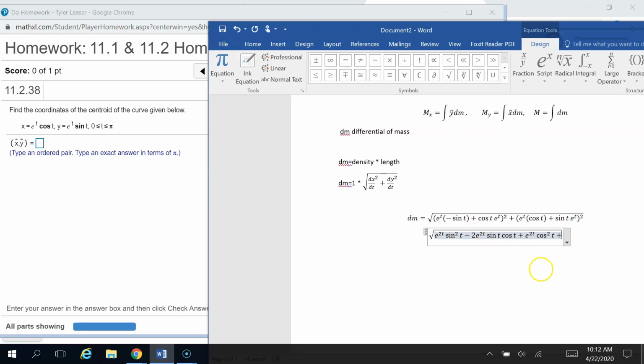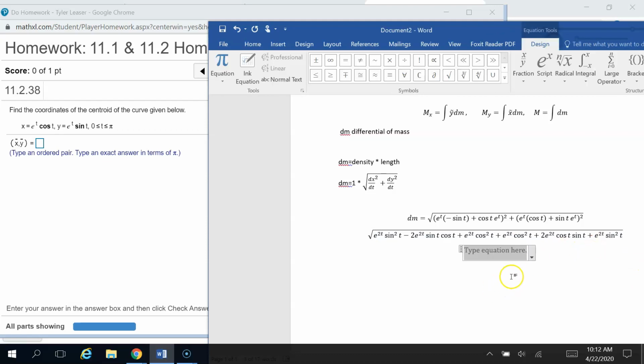All right, so this was just foiling out the first parentheses. We also have to foil out the second parentheses. So just real quick, e to the 2t, and that's going to be cosine squared t. And then plus, there's going to be 2 of the middle terms, so e to the 2t, cosine t, sine t. Plus the last term, e to the 2t, sine squared t. Okay, still all under the square root here.